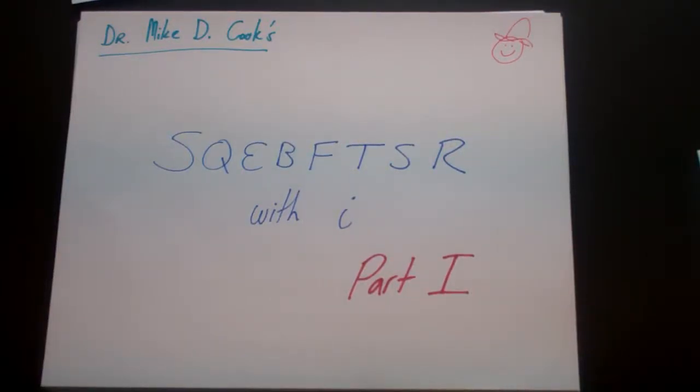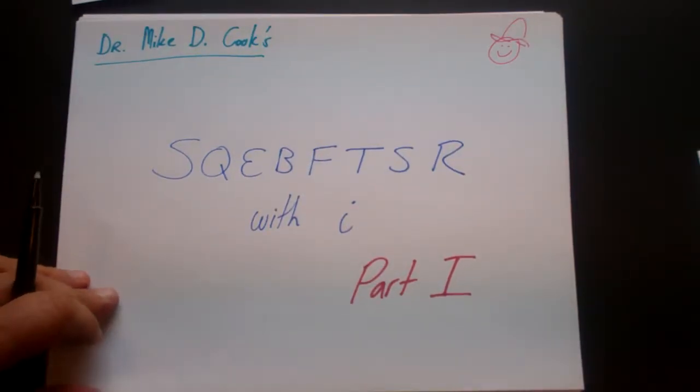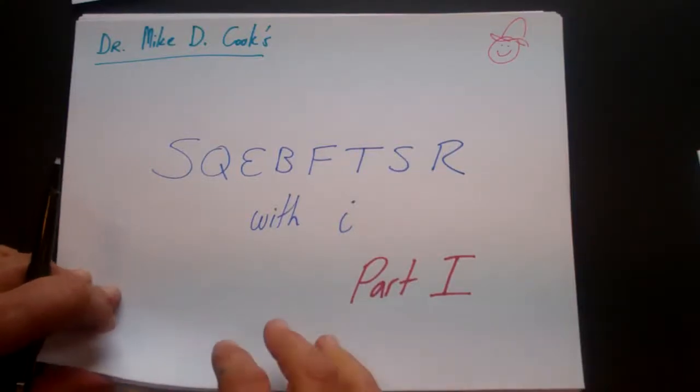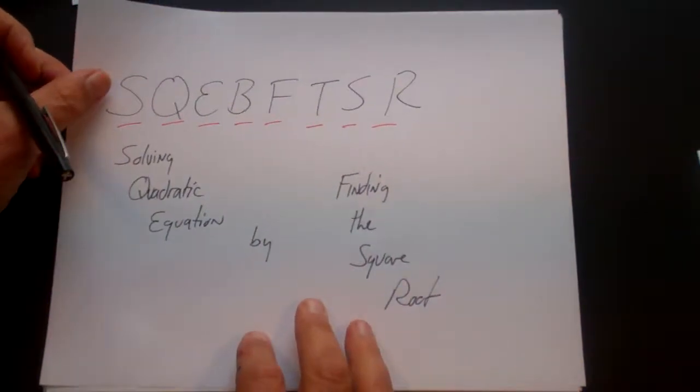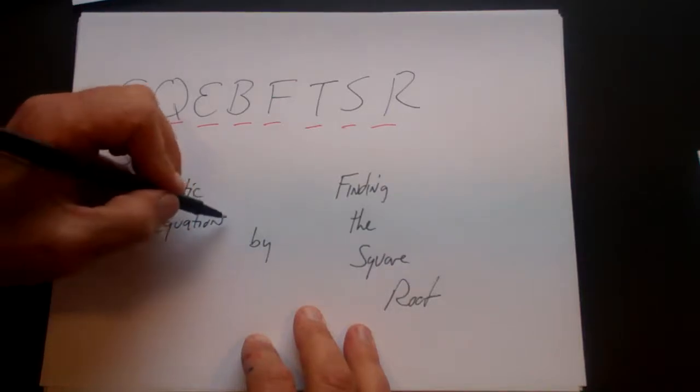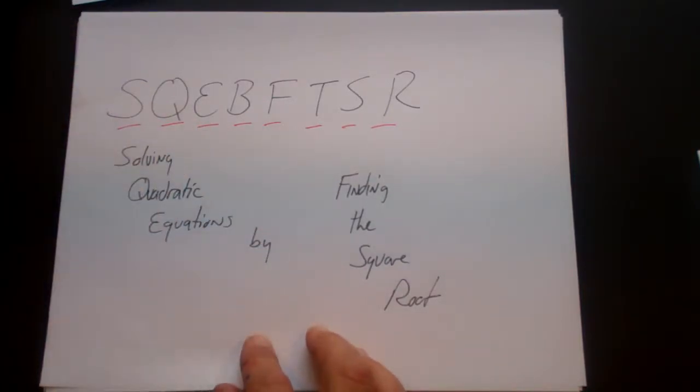This is the first in a series of videos on solving quadratic equations by finding the square root when the problems are fairly simple, and we call them SQUEBFTSR problems. So this is part one, and you can watch the follow-up videos as well. So the first thing is, let's see what we mean by SQUEBFTSR problems. Well, it's just a term that I use to stand for solving quadratic equations by finding the square root.